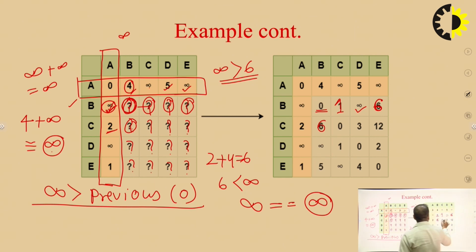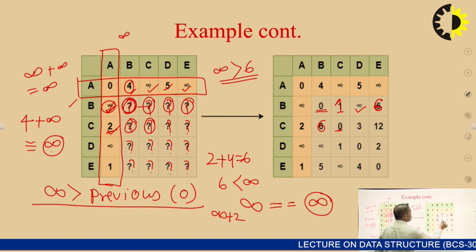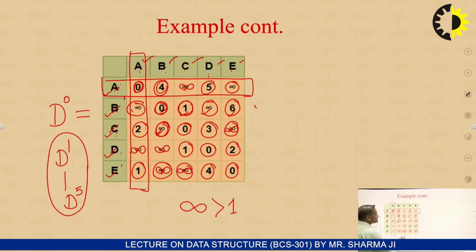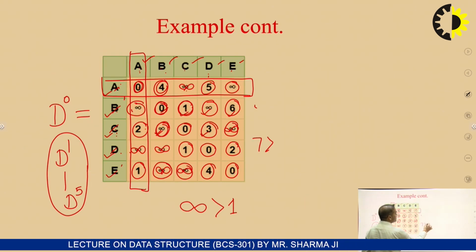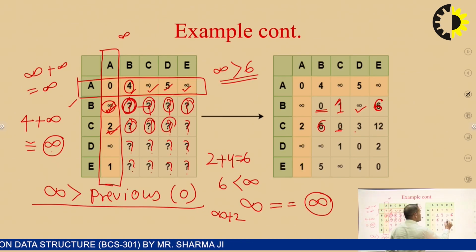Now this value is 0, by using the same method. Here 2, here infinity plus 2 is infinity, and the previous value is 0, so we write 0 here. Now the value of this cell is 2 plus 5, which is 7, and the previous value is 3. 7 is greater than 3, so we do not update the value, we write 3 here. That means we have to write the minimum value.